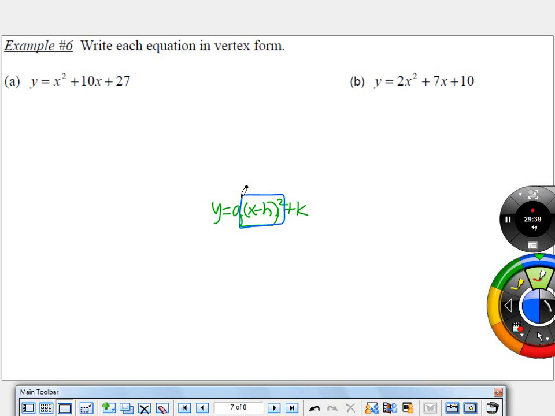We still want y by itself in vertex form. So if you want, you can just move 27 away from the group you're working with. What I mean is, I'm not doing anything mathematical to the equation. I'm just changing your perspective right now.